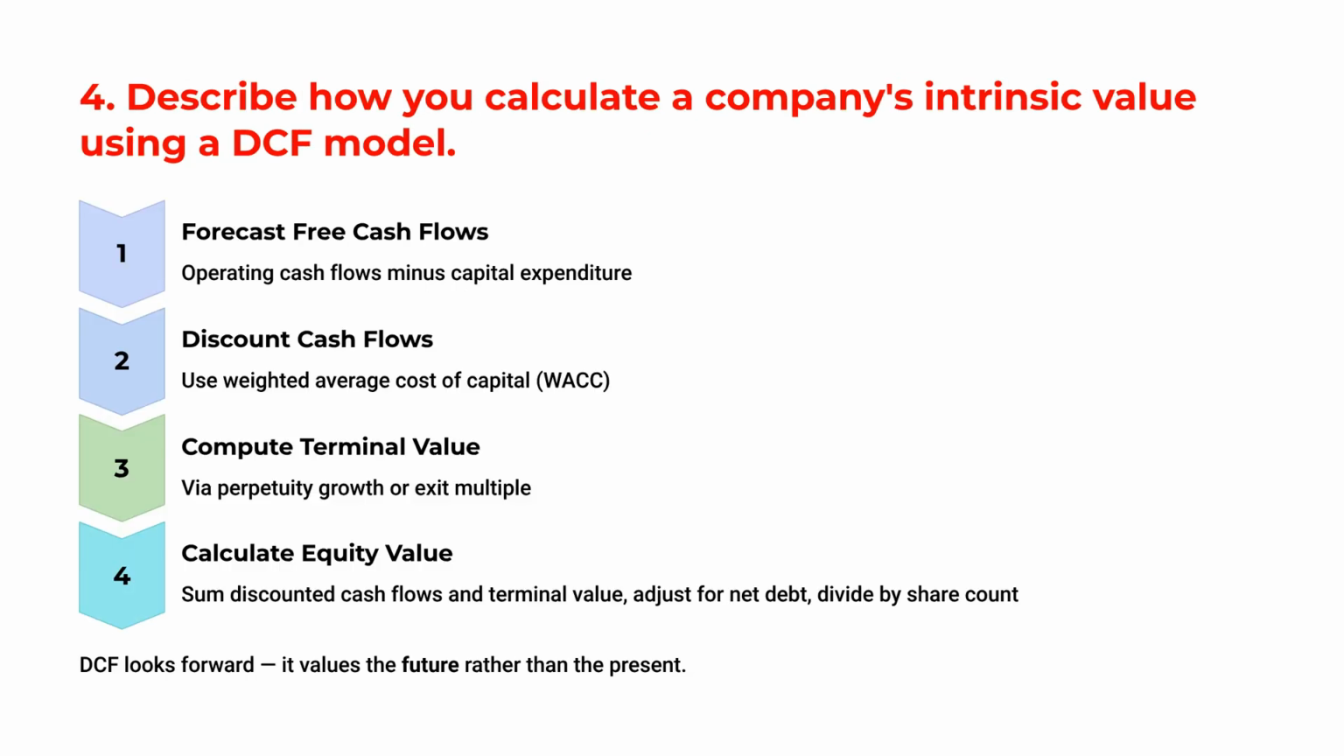Describe how you calculate a company's intrinsic value using a DCF model. First, forecast free cash flows, operating cash flows minus capital expenditure. Next, discount those cash flows using the weighted average cost of capital, the WACC. Then compute terminal value, either via perpetuity growth or exit multiple. Finally, sum the discounted cash flows and terminal value to get enterprise value, adjust for net debt, and divide by share count to get equity value. DCF looks forward. It values the future rather than the present.